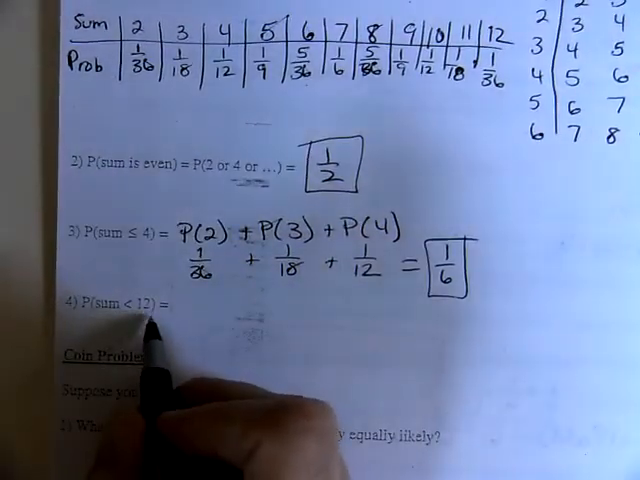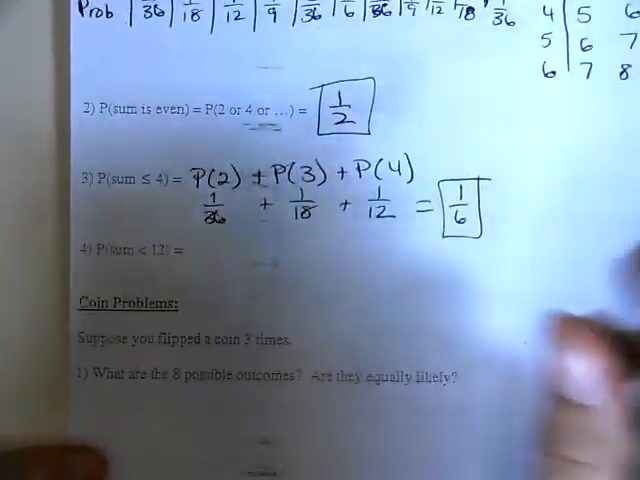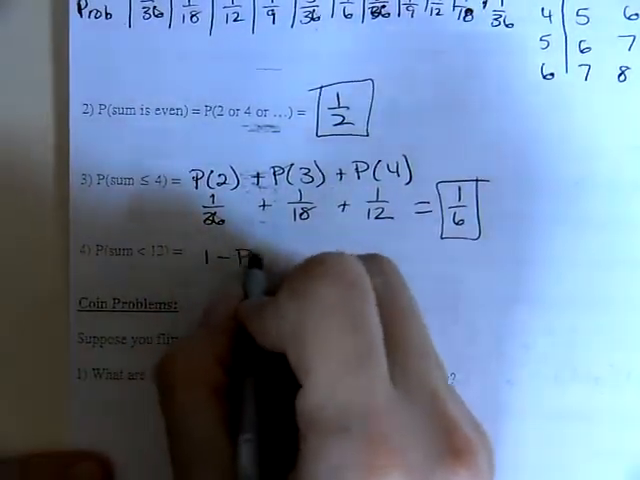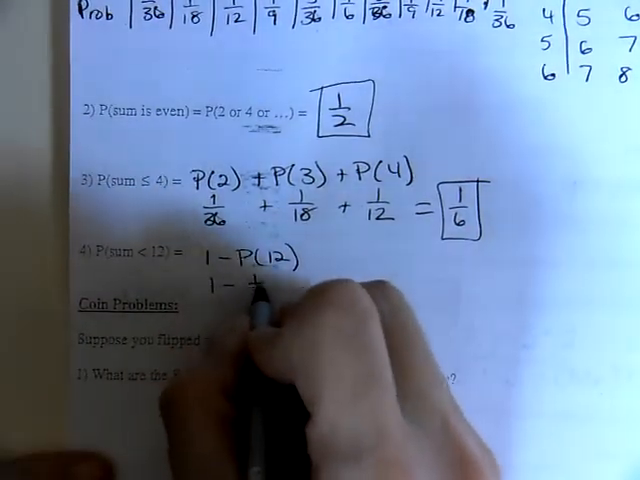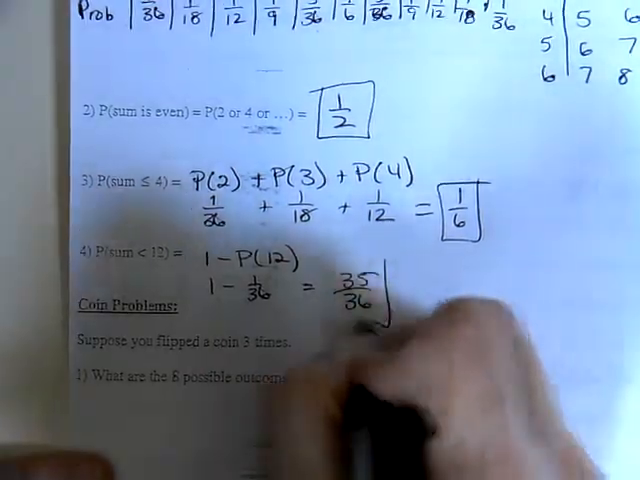The sum is less than 12. Well, I could add up 2 through 11. Or here's where using the complement could be easy. I would just do 1 minus the probability I get a 12. So 1 minus 1/36 would be 35/36.